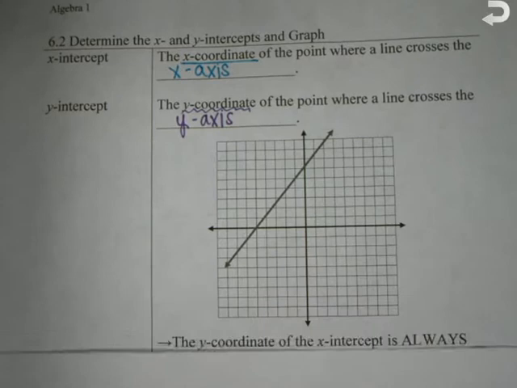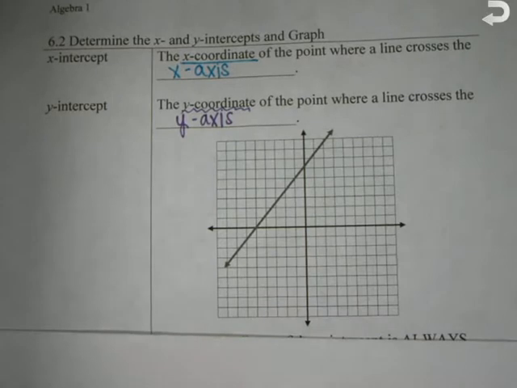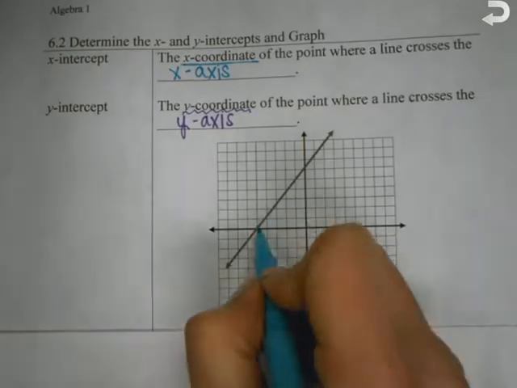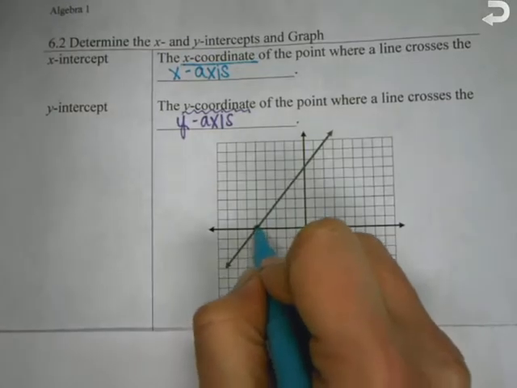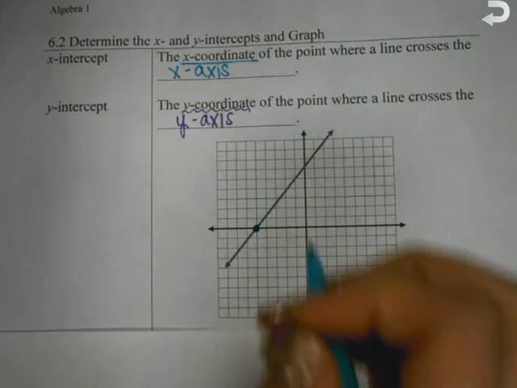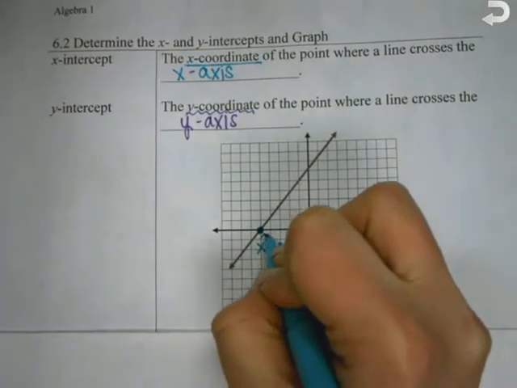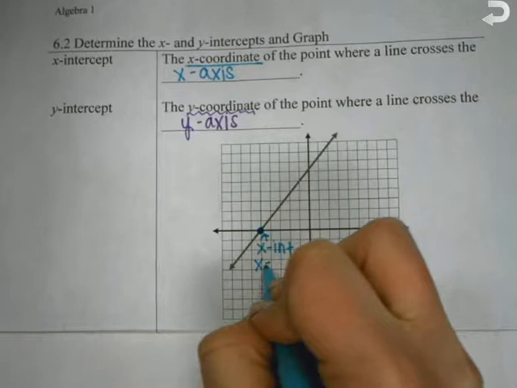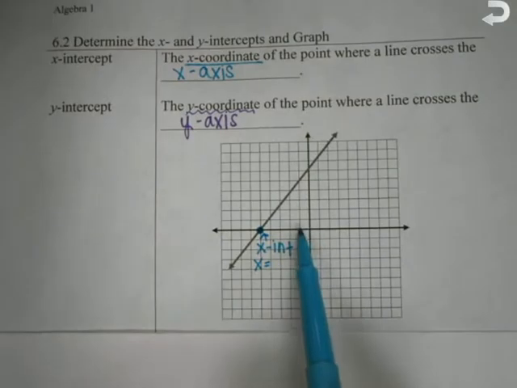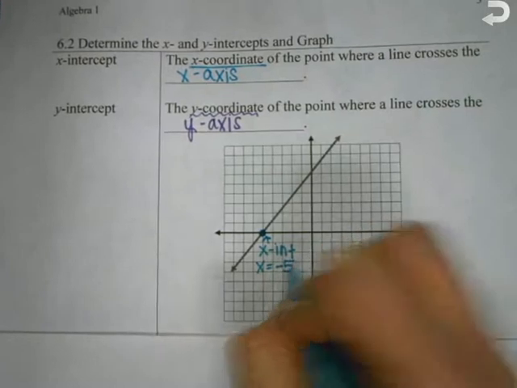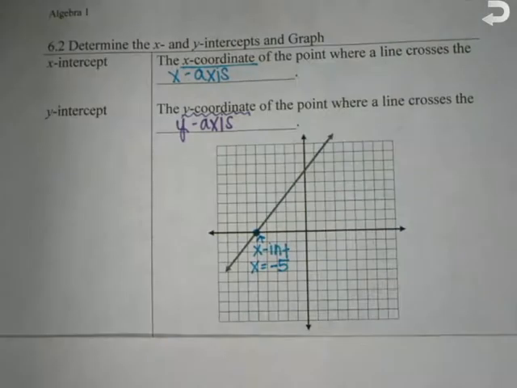So on this example graph right here, let's first plot the point where the graph crosses. We are crossing the x-axis right here. So this is the x-intercept. And it's at the point x equals what? What's the x-coordinate here? 1, 2, 3, 4, 5. So it's x equals -5. That's how we write the x-intercept.